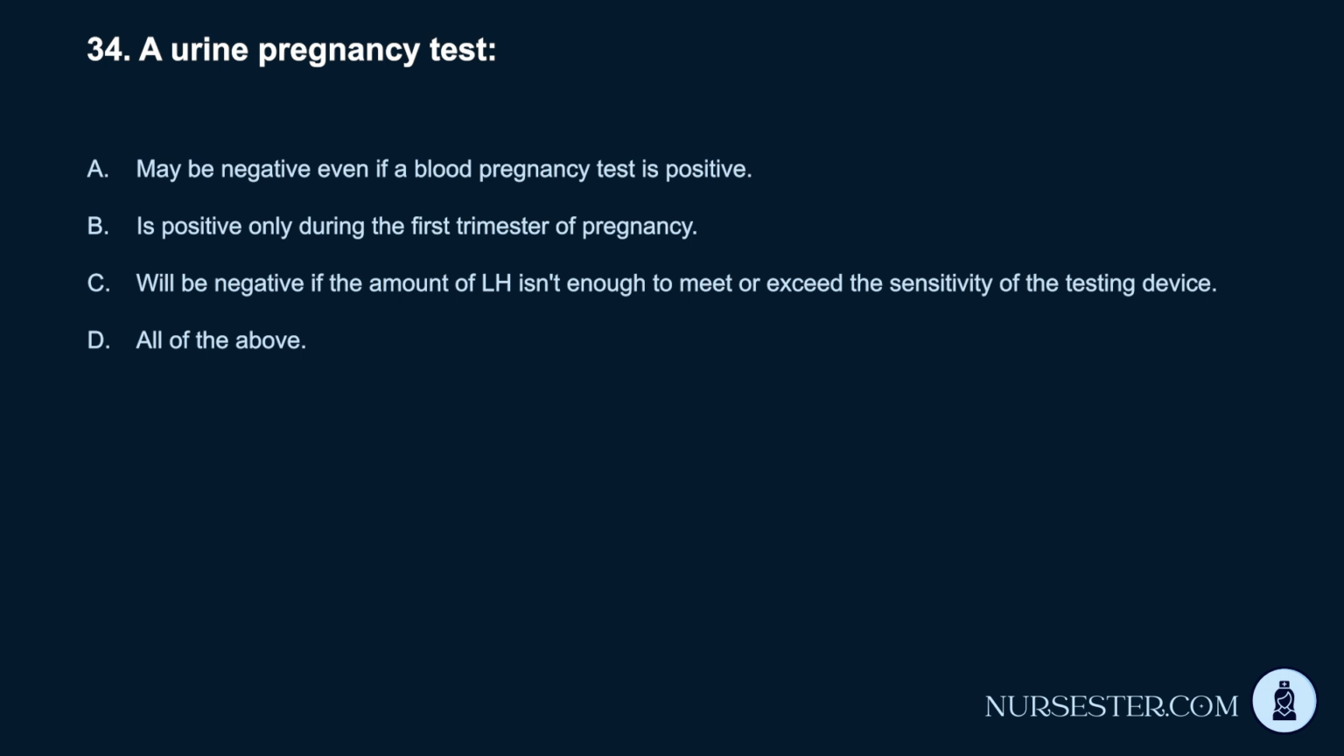counterstain. 34. A urine pregnancy test. A. May be negative even if a blood pregnancy test is positive. B. Is positive only during the first trimester of pregnancy. C. Will be negative if the amount of LH isn't enough to meet or exceed the sensitivity of the testing device. D. All of the above. Correct answer, A. It may be negative even if a blood pregnancy test is positive.